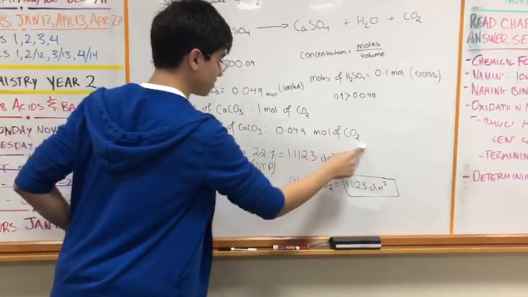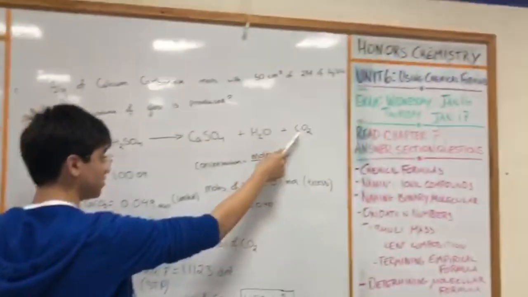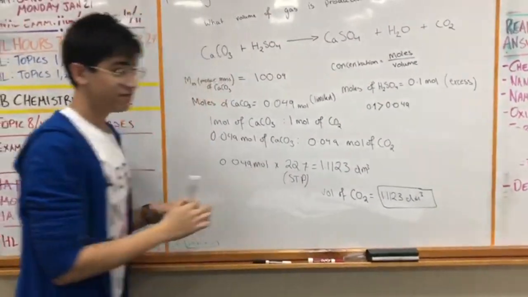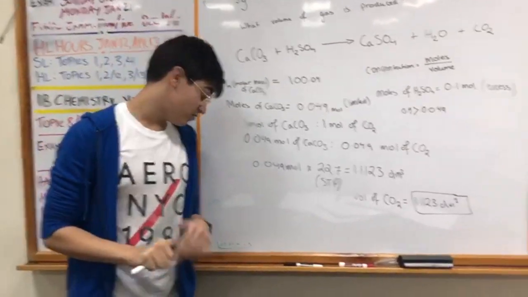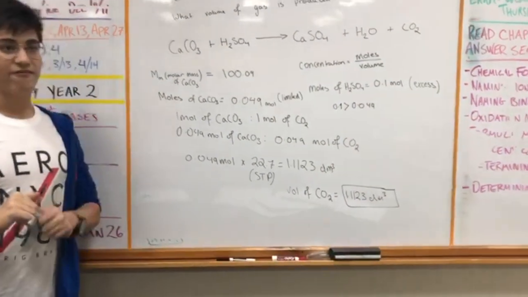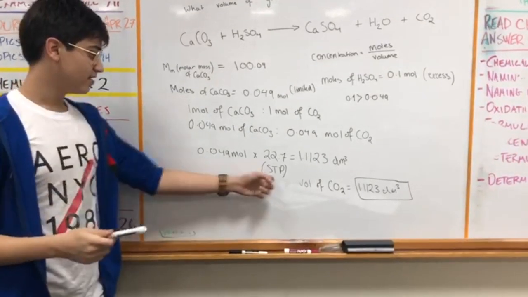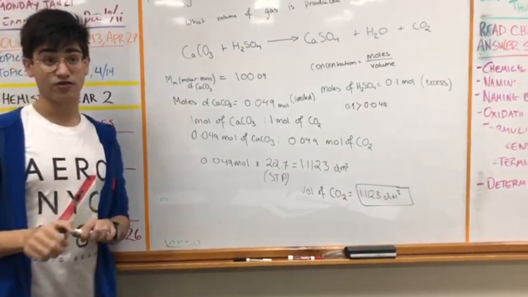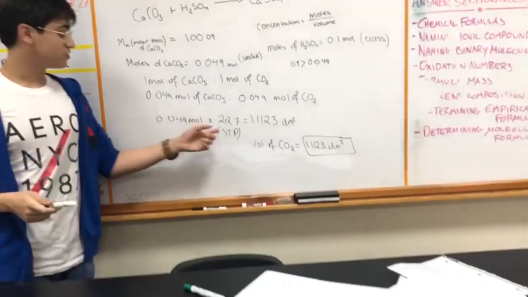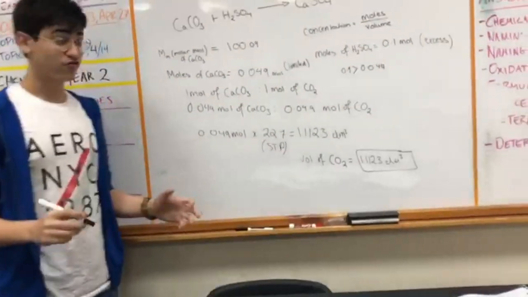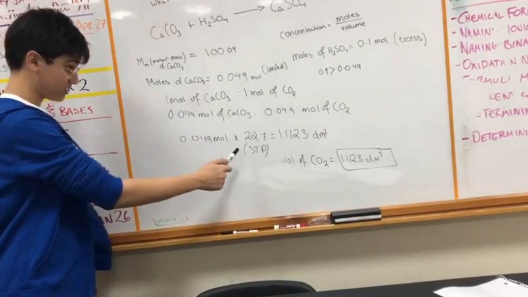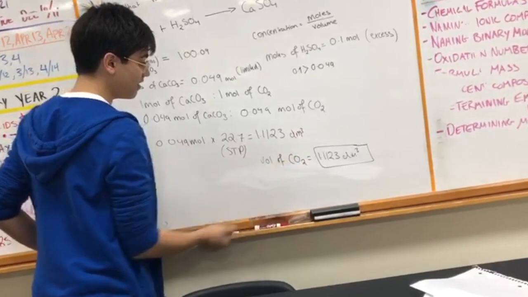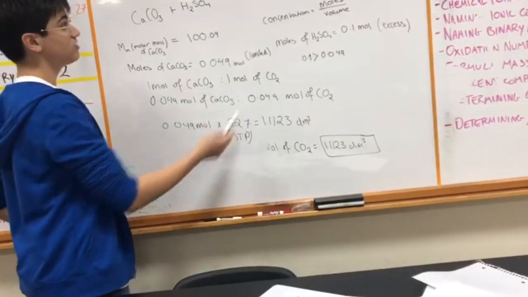Now using this amount of moles of carbon dioxide produced, you multiply this by 22.7. This is the value to calculate the volume that every gas takes up at STP, as shown. And remember, IB uses 100 kilopascals for the standard pressure, so therefore you have to use 22.7, not 22.4. Once you do this calculation, you'll get 1.123 dm³, and that's the volume of CO2 produced in this situation.